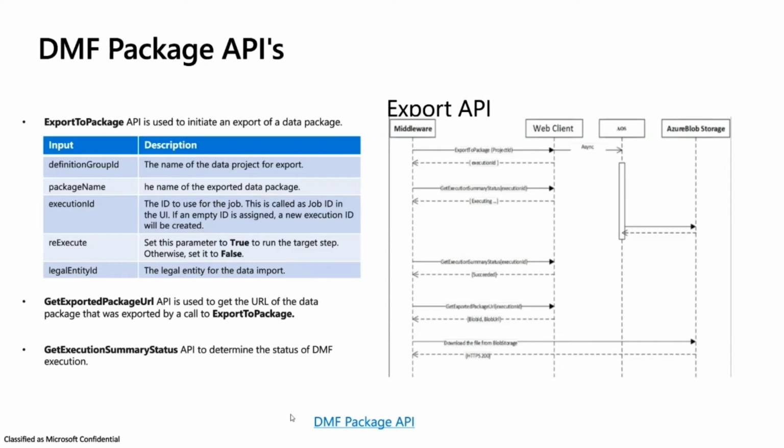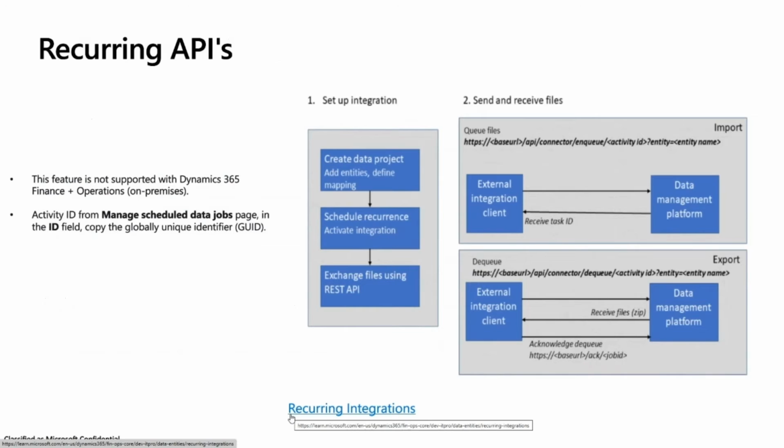Here again, you have the option of using get execution summary status to get the status of that particular DMF data project. Now, moving on, the second set is recurring APIs, which are similar to what we have in the package APIs, import and export to package. In recurring APIs, you have InQ for imports and DQ for export. You first need to create a data project within finance and operations and set up a recurring integration project there. Once you create it, there's an activity ID on that project, which needs to be used for the InQ and DQ APIs. As I said, we'll demo it later.